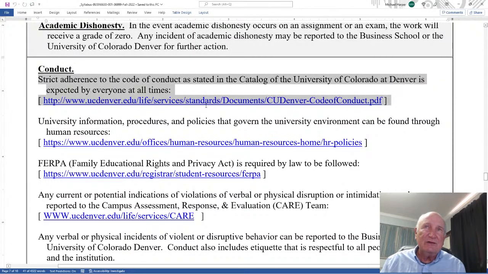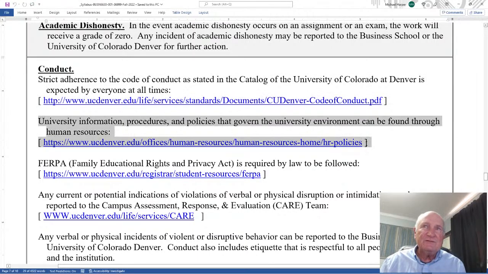Now, this link here, this PDF, is the actual Code of Conduct for UCD. And this Code of Conduct applies to students, faculty, staff, guests, visitors, whoever. Okay. University information as far as human resources are concerned is this link. There are a lot of human resource links with procedures that govern the university environment. So make sure that you use this as a reference.